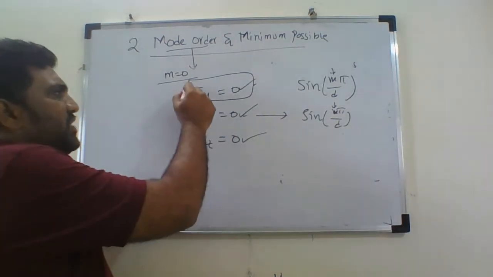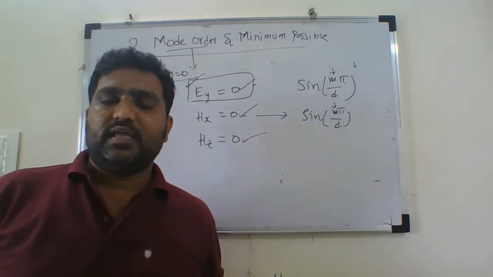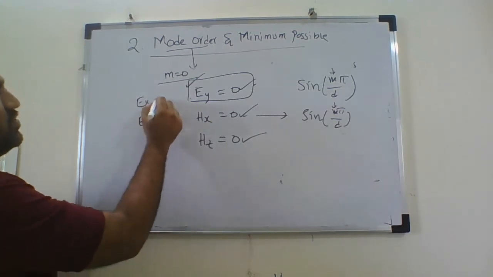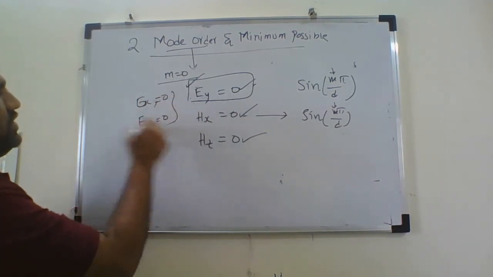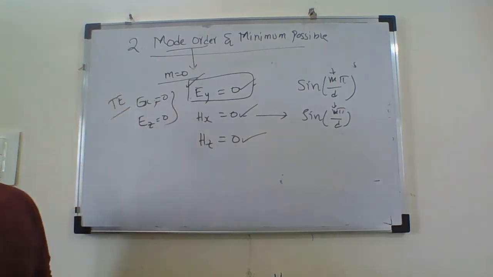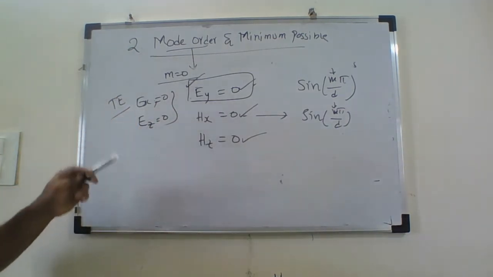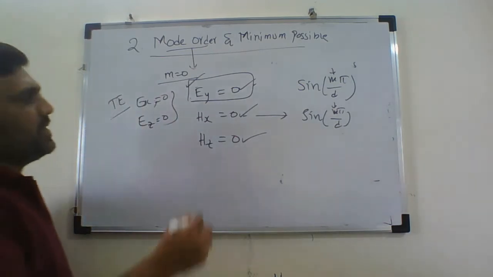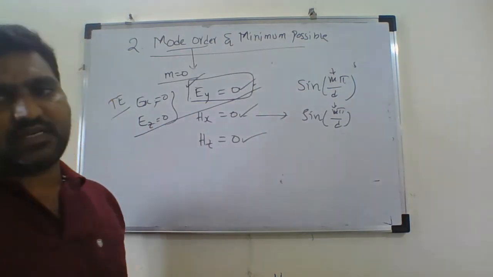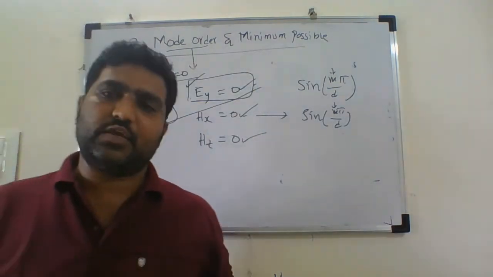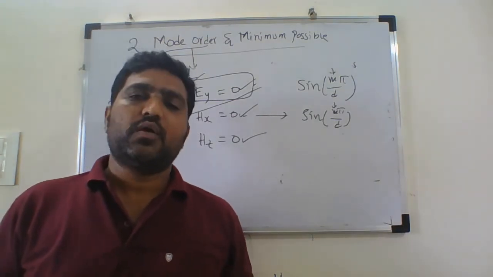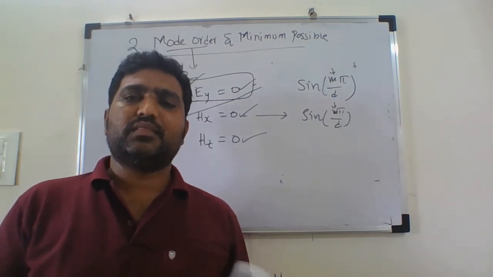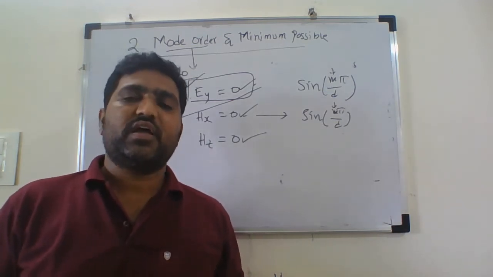Since EY is becoming 0, and already EX is 0 and EZ is 0 for a TE wave, as we derived earlier, now EY is also becoming 0. This means the electric field components inside the waveguide are completely 0. So all the field components are 0, which means the electric field does not exist. If the electric field does not exist, there is no question of an electromagnetic wave inside the waveguide.